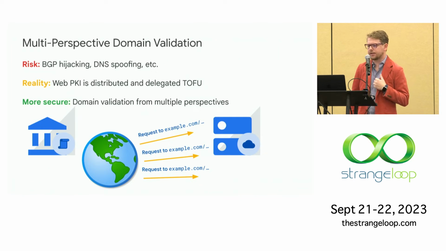And one way that we can do that, we're working to pass a ballot in the CA/Browser Forum, is to require domain validation from multiple perspectives. Various CAs like GTS and Let's Encrypt already do this. But this drastically reduces the risk of certain DNS spoofing and BGP hijacks in order to achieve a malicious certificate.